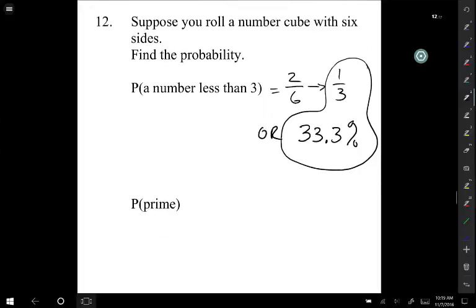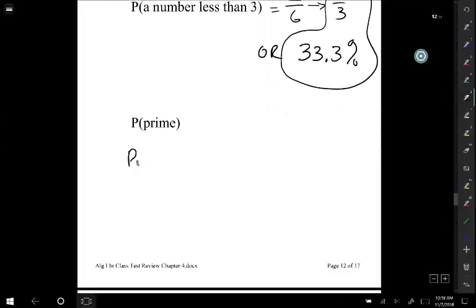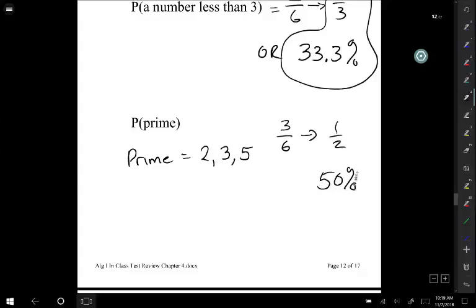Do you remember what numbers are prime? Let's list them. The prime numbers. What's the first prime number? 2. Next? 3. Next? 5. So how many prime numbers are there? So 3 out of 6, which is 1/2. And as a fraction, 1/2 or 50%.